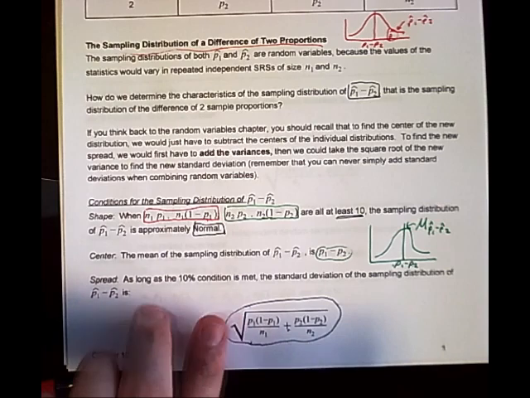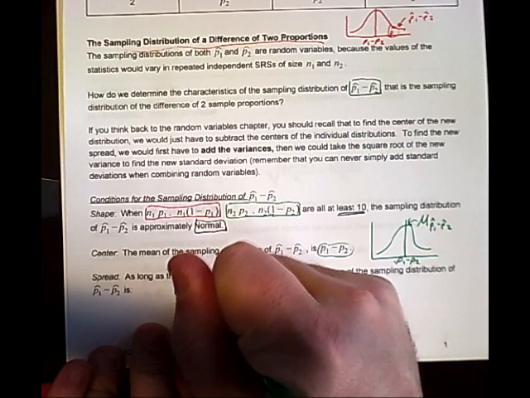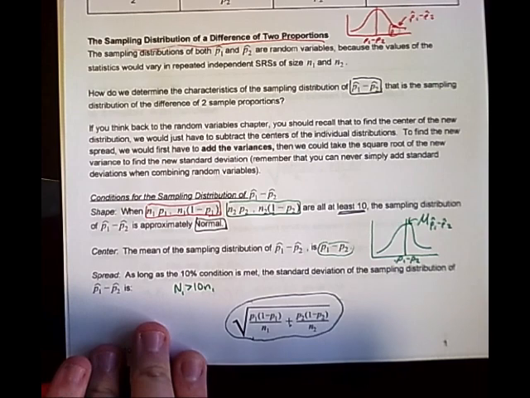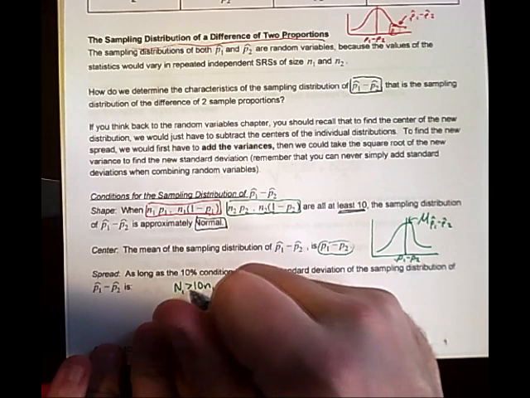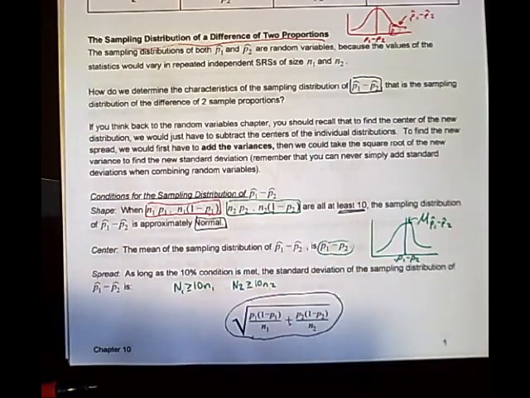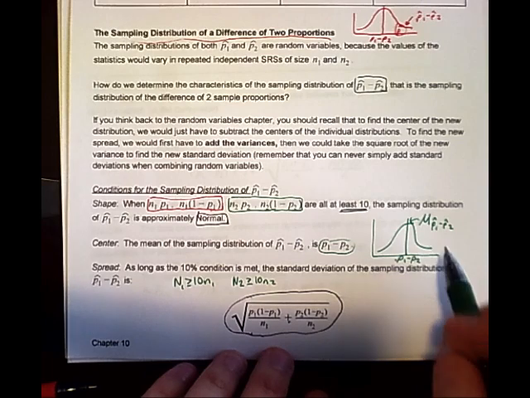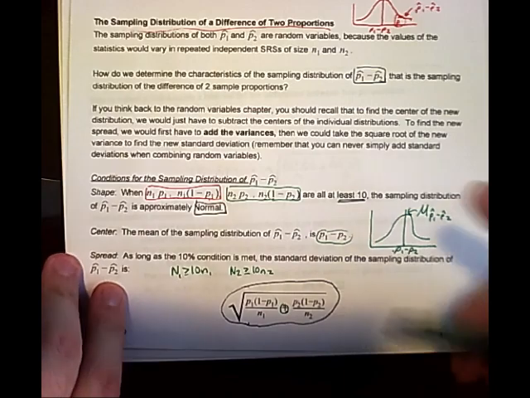All right. And the spread, as long as the 10% condition is met, which means that n is greater than 10n, but here we have two groups, so you have to say n1 is greater than or equal to 10 times n1, and also n2 is greater than or equal to 10 times n2. Both groups have to meet that condition. As long as that's valid, this is going to be the standard deviation of the distribution. And again, recall, it's got to be a plus inside there. It has got to be a plus. All right, that's this part right here.